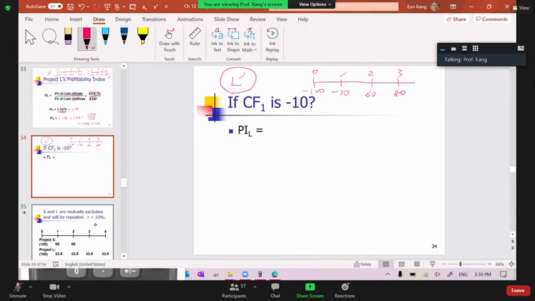Then for L prime, what should be PI? So you know how to do it now, right? You have to separate negative cash flows and positive cash flows, and then present value of cash inflows over present value of cash outflows. So cost benefit analysis: present value of benefit over present value of cost. It won't take much. Anybody calculate PI?